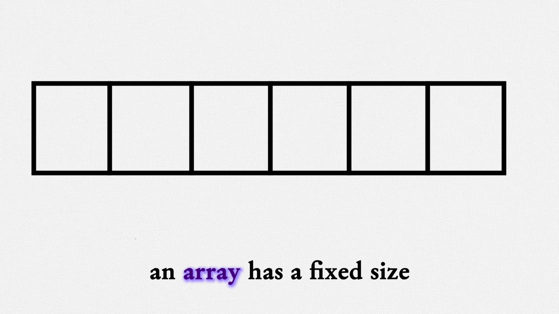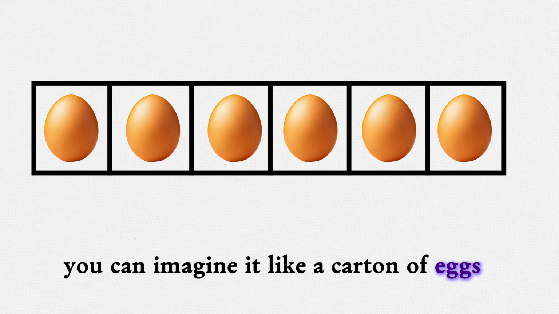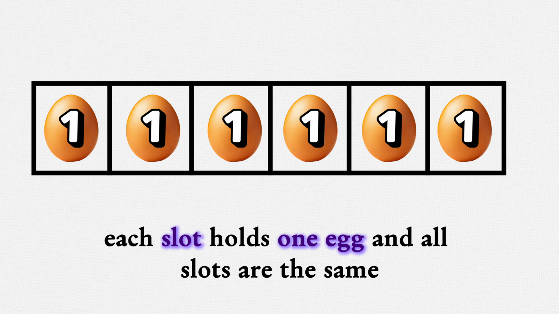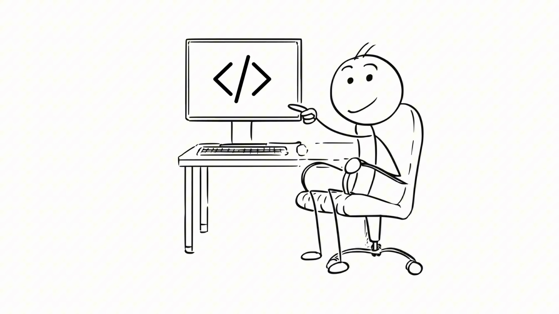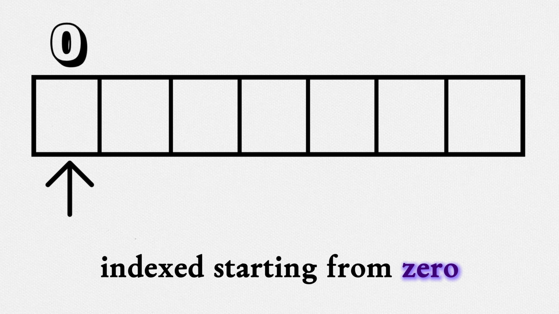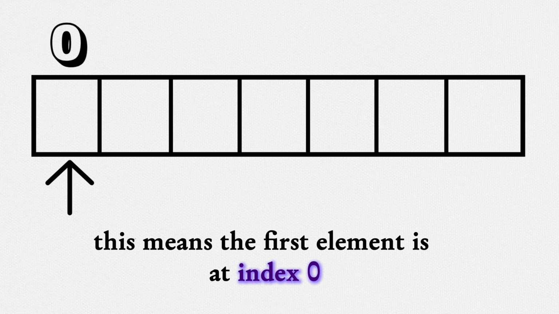An array has a fixed size. You can imagine it like a carton of eggs. Each slot holds one egg, and all slots are the same. You cannot add extra slots unless you create a new carton. In programming, arrays are indexed starting from 0. This means the first element is at index 0, not 1.